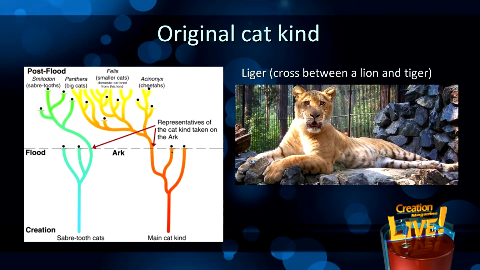Thus, the genera Panthera, Felis, and Acinonyx may represent descendants of 3 original created cat kinds, or maybe even 2, Panthera Felis and Acinonyx, or maybe even 1 cat kind. The extinct saber-tooth tiger may have been a different created kind altogether. So it's kind of interesting. We're just not sure, right?